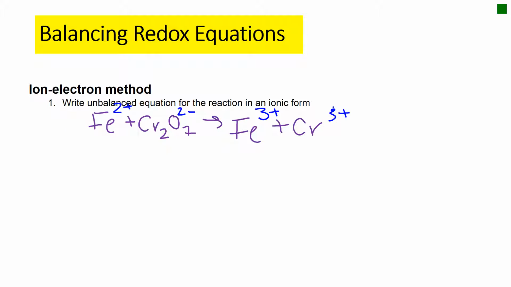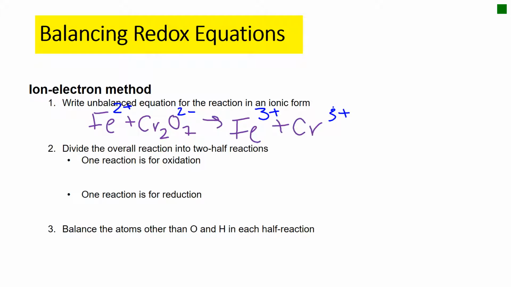Now our next step is going to divide the overall reaction into two half reactions. So one reaction is going to be for oxidation and the other one is going to be for reduction. So our oxidation is going to look something like this. And the reduction is going to look like the following.